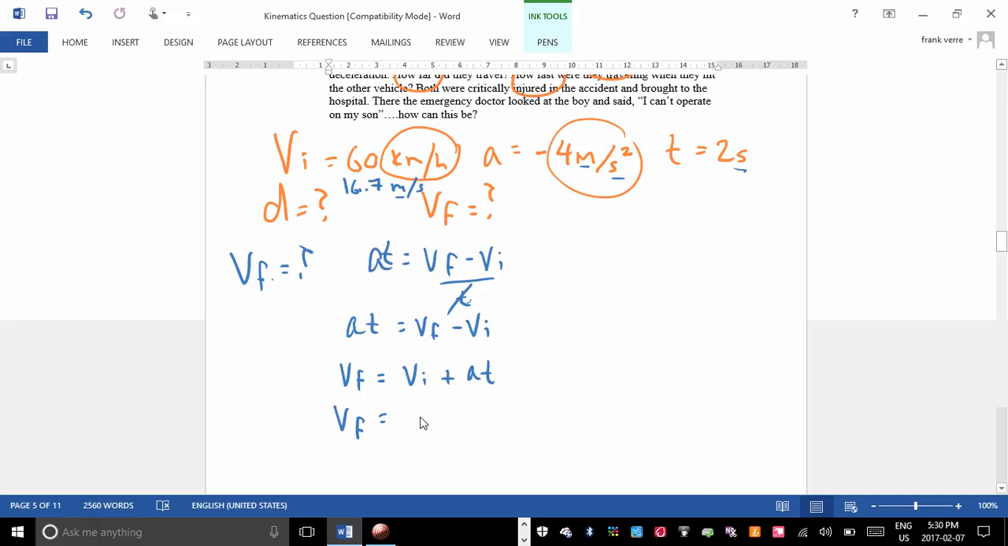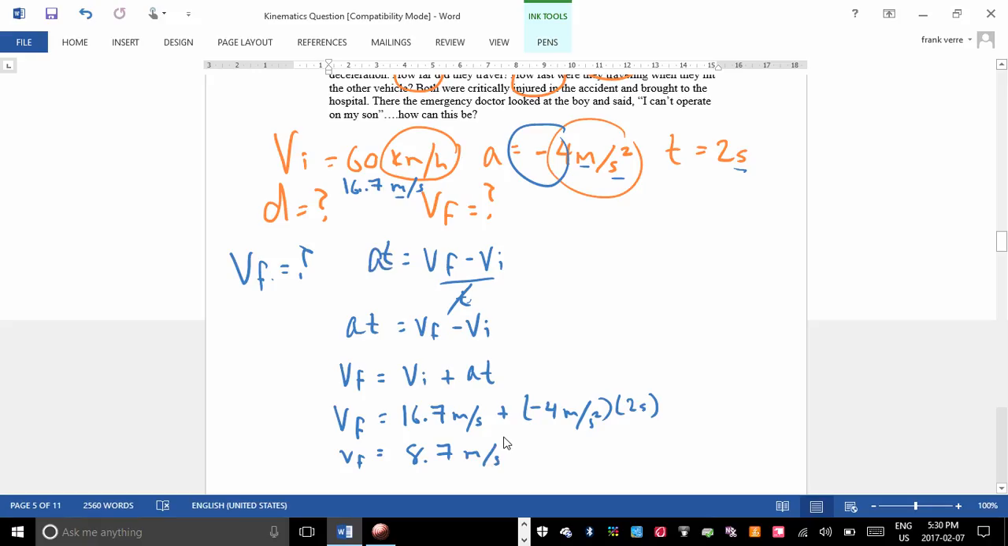Vf is equal to Vi. Now, initial speed is 16.7 meters per second plus A. Now, A is negative here. Negative 4 times 2. So this will give us 16.7. This is minus 8. So 16.7 minus 8 is about 8.7 meters per second.